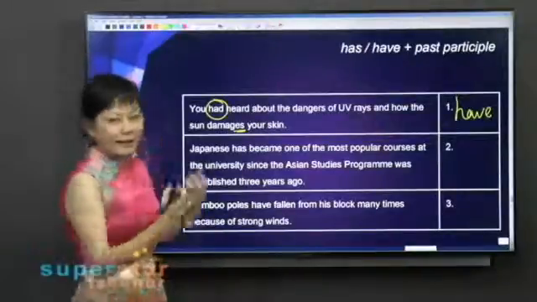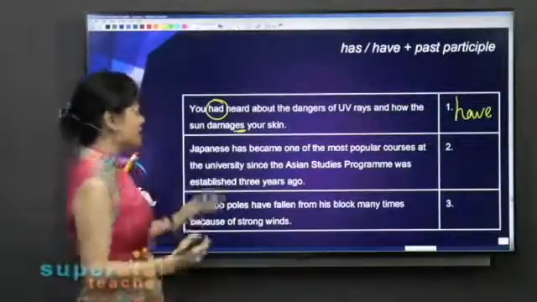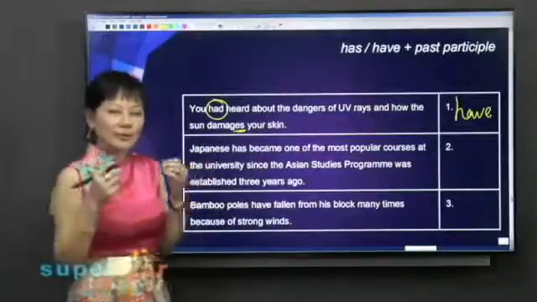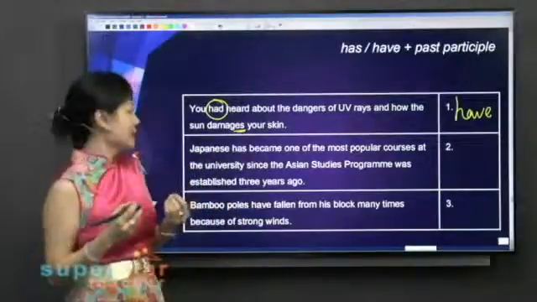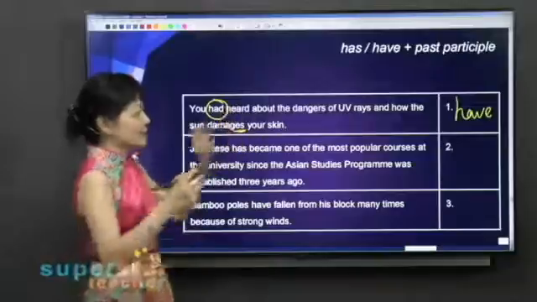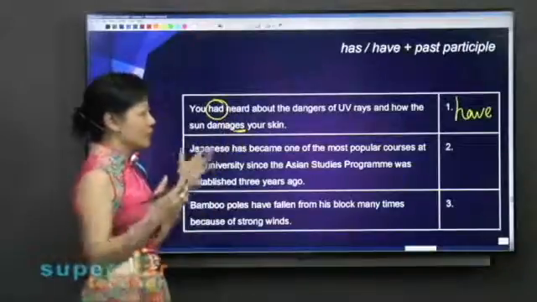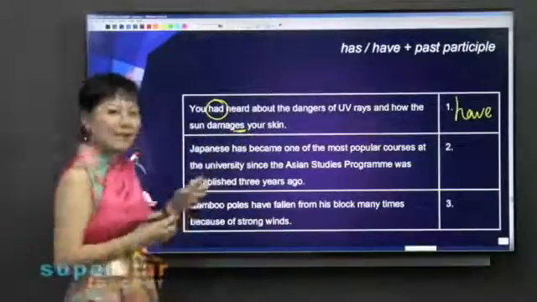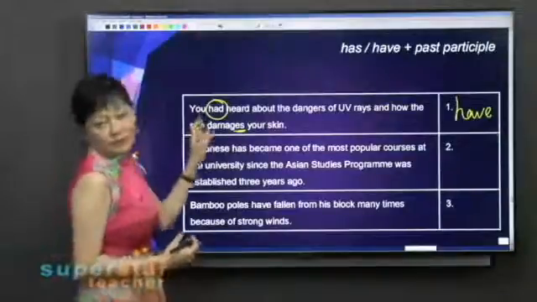But the fact that I have heard about this piece of information, right, but I do not know exactly when, so the time is again unspecified. So I have heard about this info about UV rays and sun damage sometime in the past, but again, I do not know when. So I use the present perfect tense.